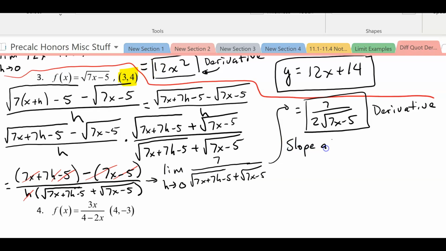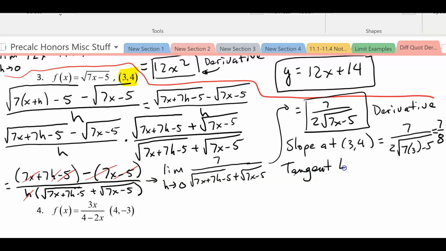Alright, now we'll find the slope at this point. So the slope at 3, 4 is going to equal 7 over 2 times the square root of 7 times 3 minus 5. So that's 21 minus 5, which is 16. Square root of 16 is 4, times 2 is 8. So that gives us 7/8.